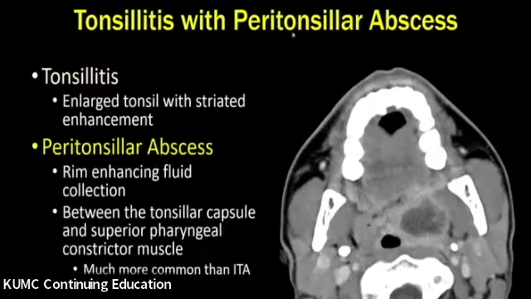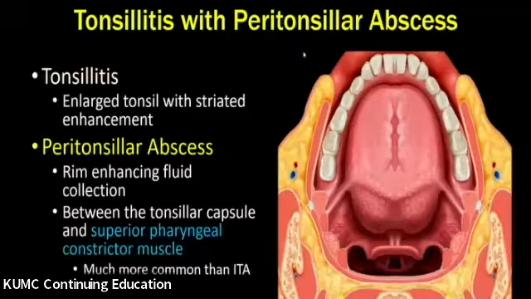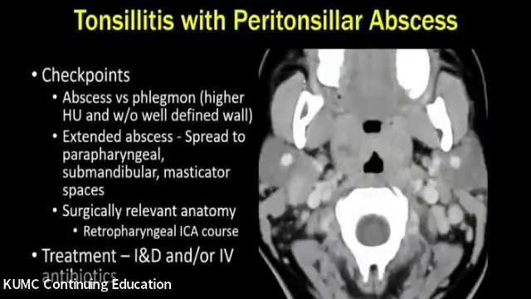The peritonsillar component is that it's between the tonsillar capsule and the superior pharyngeal constrictor muscle. This is just an image showing that superior pharyngeal constrictor muscle going from the pterygomandibular raphe posterior along the pharyngeal mucosal space. So the peritonsillar space is going to be between that tonsillar capsule and the superior pharyngeal constrictor muscle, which obviously can be very difficult to evaluate by imaging. There's a lot of debate about whether things are intertonsillar or peritonsillar.